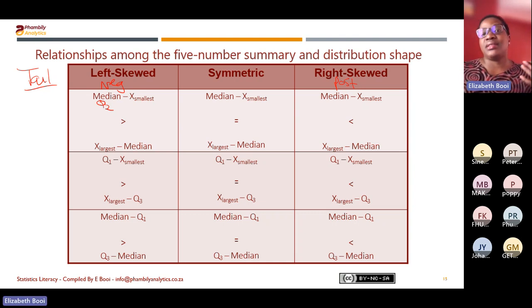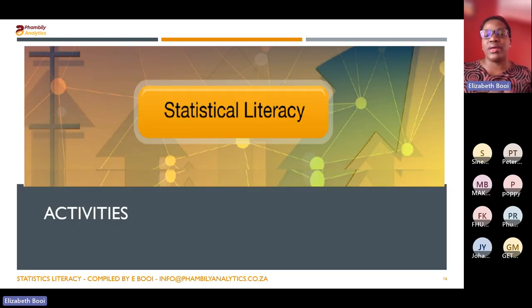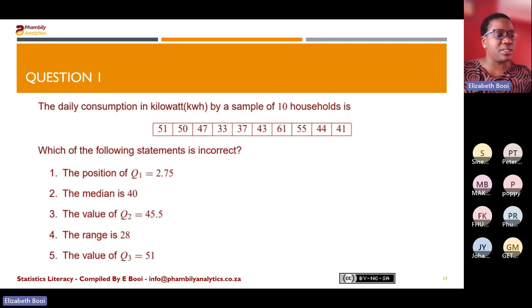And that is the relationship among the 5 number summary and the distribution of your quartiles. And that concludes me talking, you doing the work. So let's go and do activities and see if you still remember what we discussed, even with my little bit of errors on my slides. I hope it didn't throw you off. Let's look at the activities.